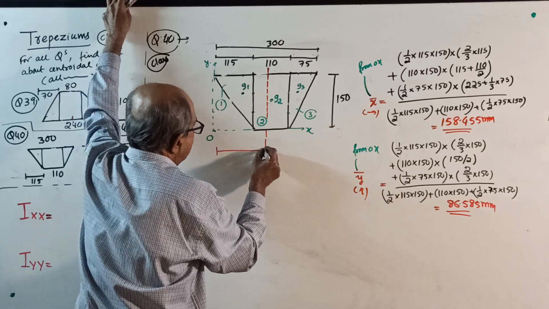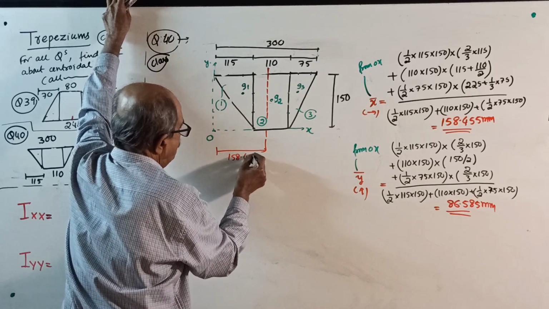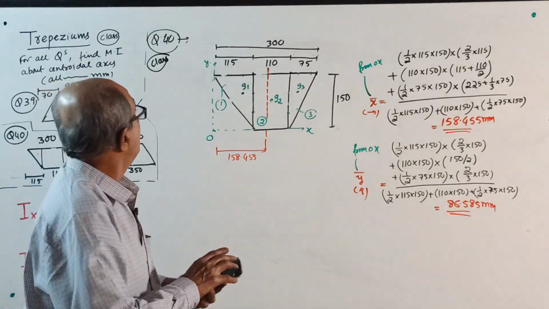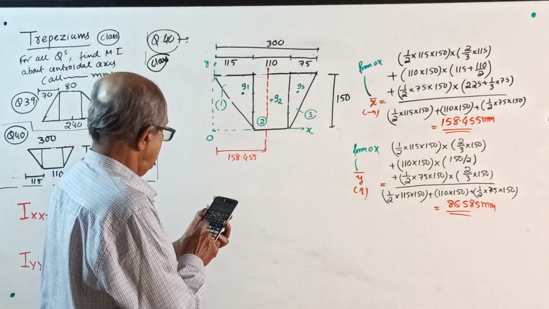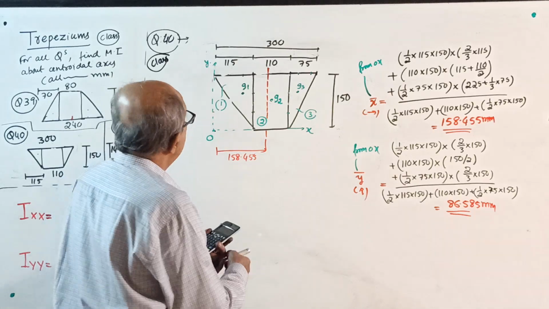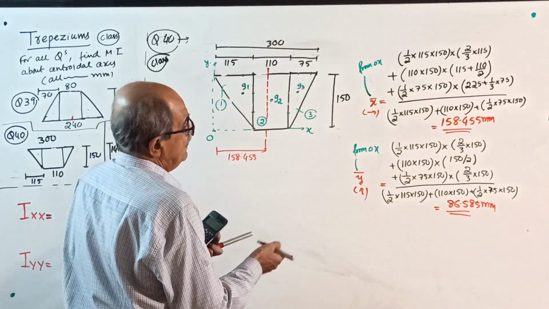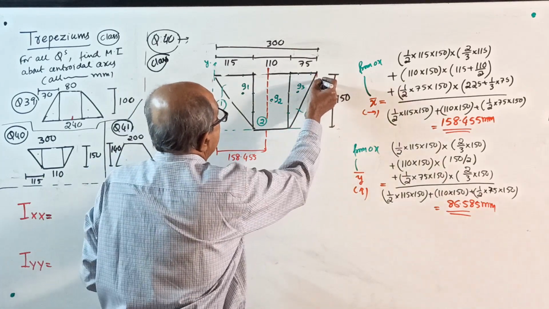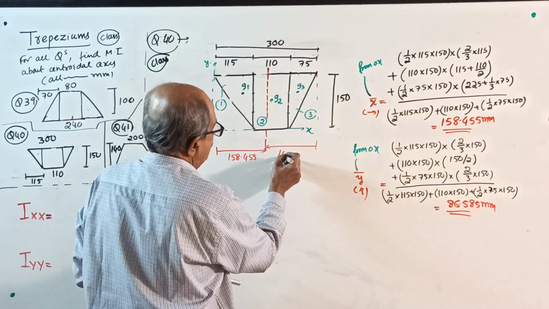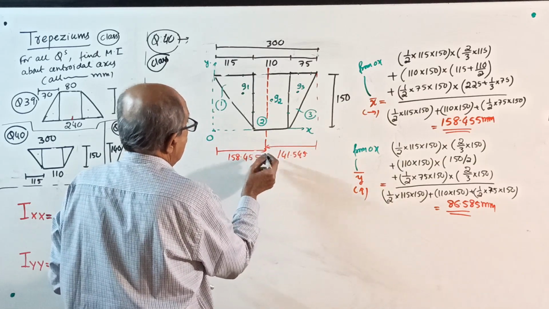This is 158.455. 115 plus 110 divided by 2 is 170, correct? Okay. From that side, it will be total 300, subtract. From this extreme end, it is 141.545. Write correctly, 545.